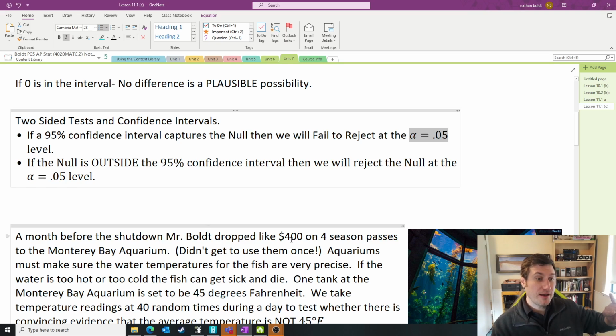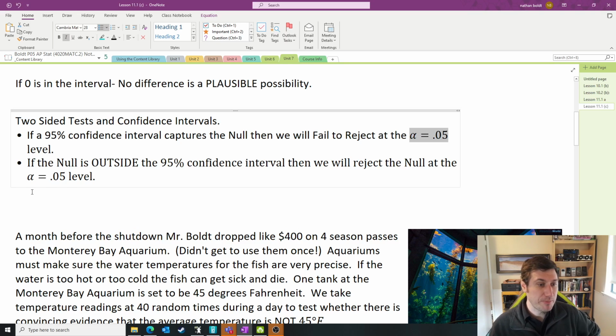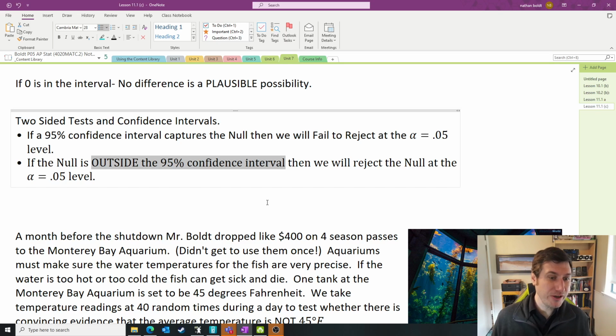And then the flip side of that, same relationship but backwards. If the null is outside the 95% confidence interval, then we would reject the null at the 0.05 level. Because if it's outside the confidence interval, it is not a plausible possibility. And if it's not a plausible possibility, well then, I hope we would reject it, right? We would reject the null then.